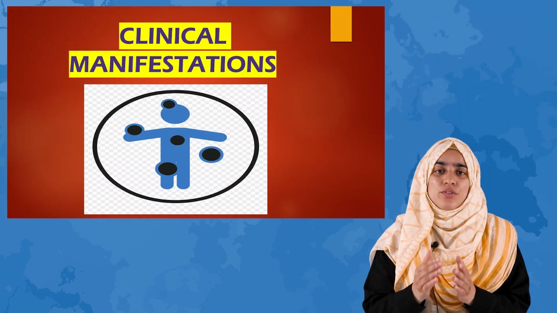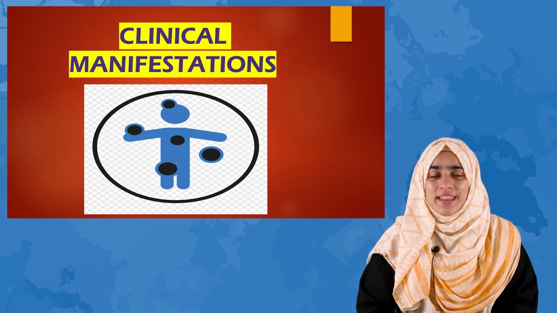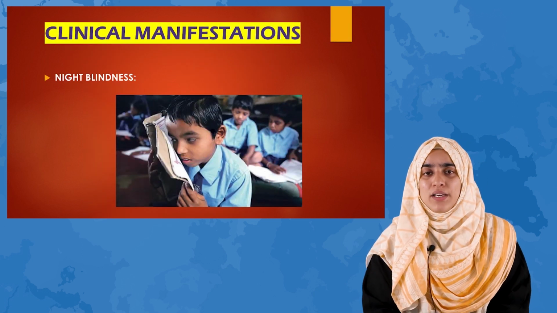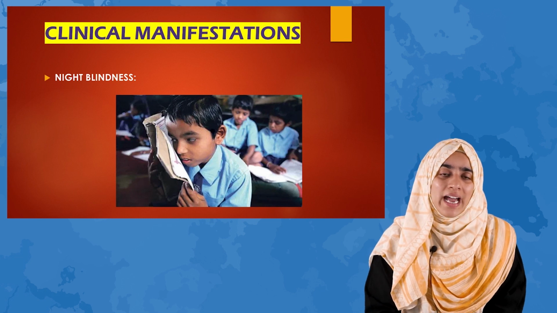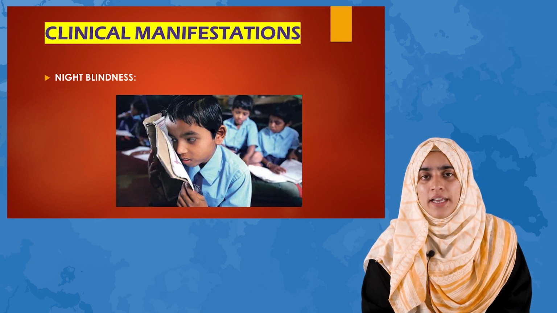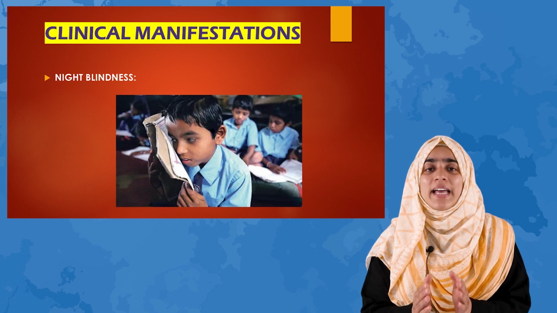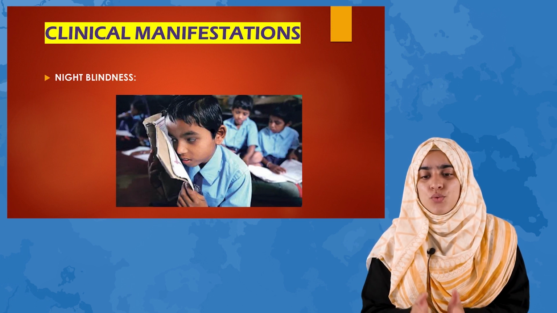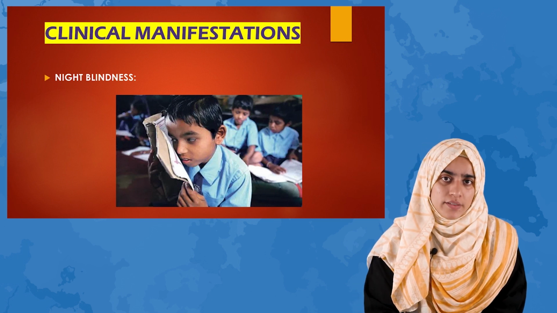So we can identify this vitamin A deficiency with the help of clinical manifestations. At the beginning, the first thing we get when we suspect vitamin A deficiency is night blindness. So there is a difficulty for the eyes to adjust to dim light, right?